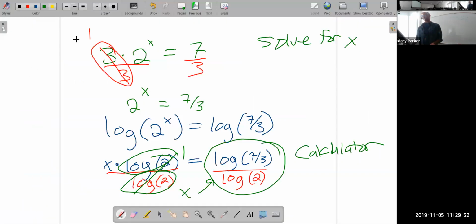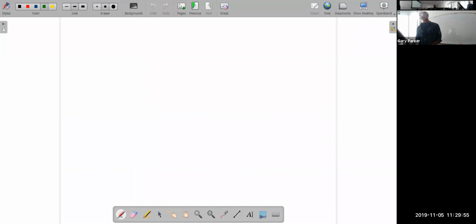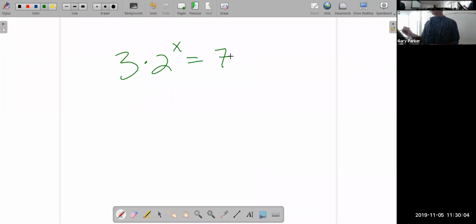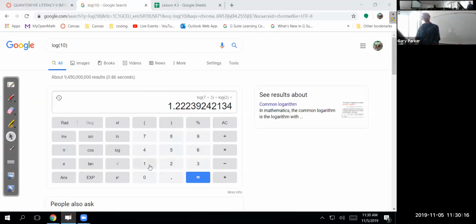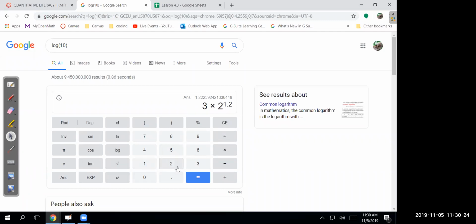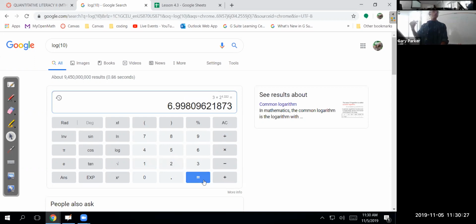So I'm going to go back to my original equation, which was 3 times 2 to some power equals 7. And I think that power is about 1.222. And hopefully I get about 7 when I plug that in. So 2 times, nope, I got that backwards. It's 3 times 2 to the power 1.222. And the more decimal places you plug in, the closer you'll get to the actual answer. So I got 6.998, which is pretty darn close to 7.